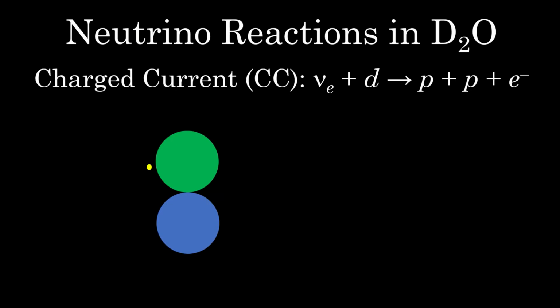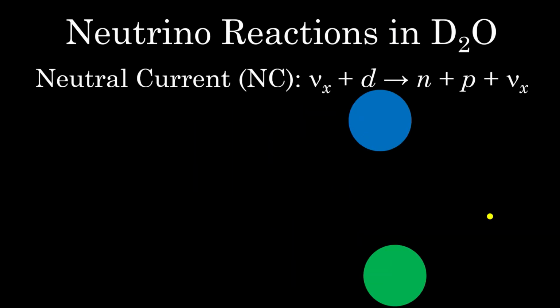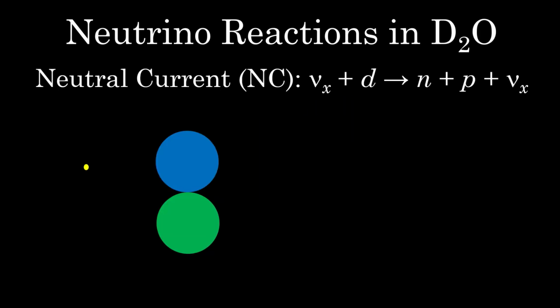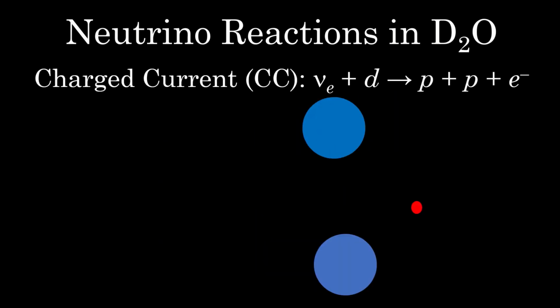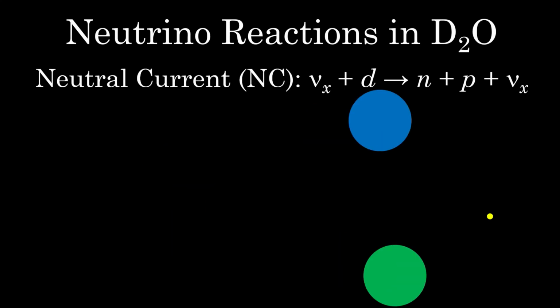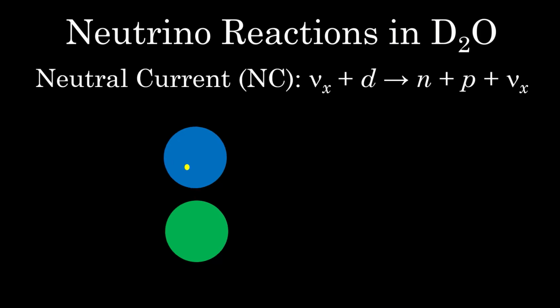So, the big question then is, what does a neutrino encounter inside a deuteron that causes the reaction to go either neutral current or charged current? An even bigger question may be, why does the neutrino retain its identity in the NC reaction but appears to become an electron in the CC reaction?